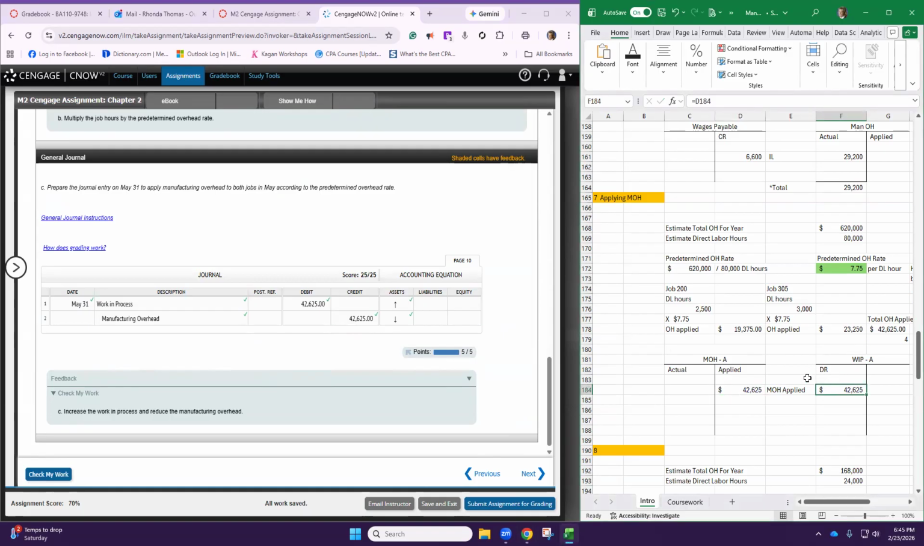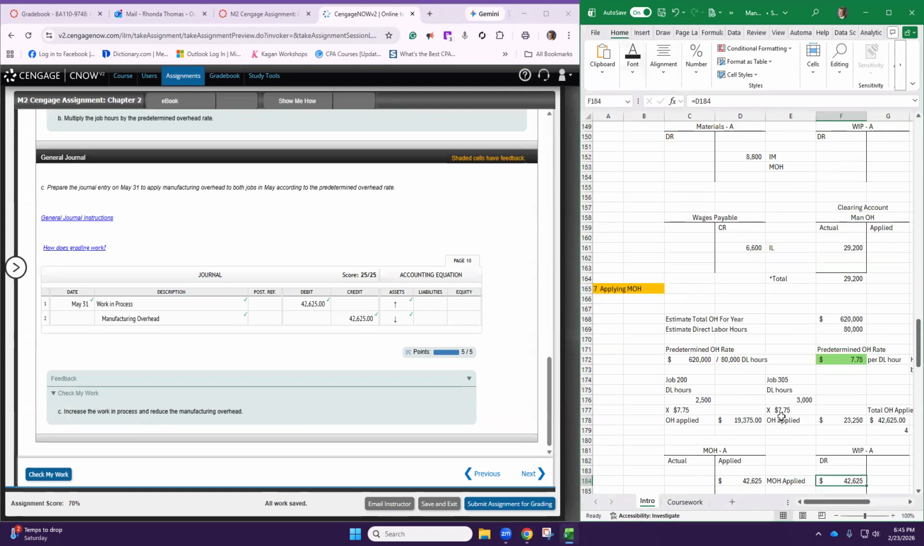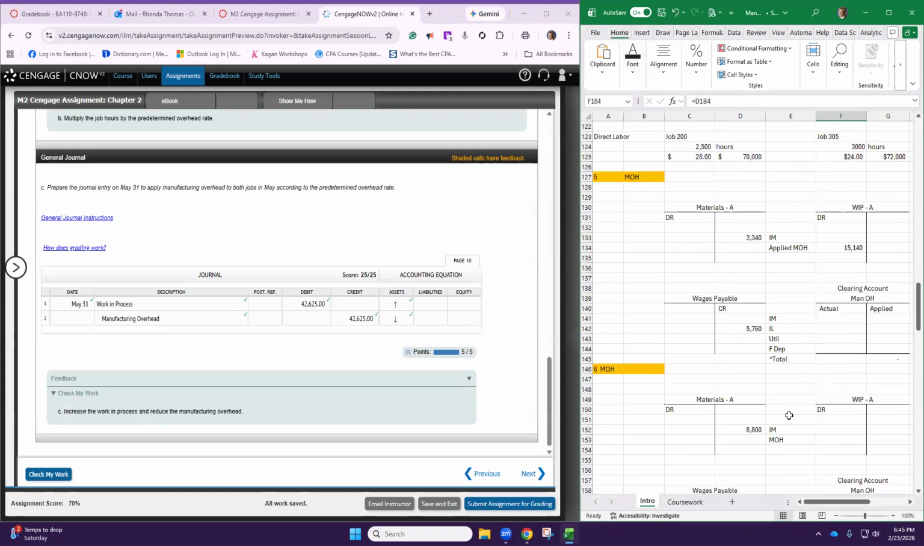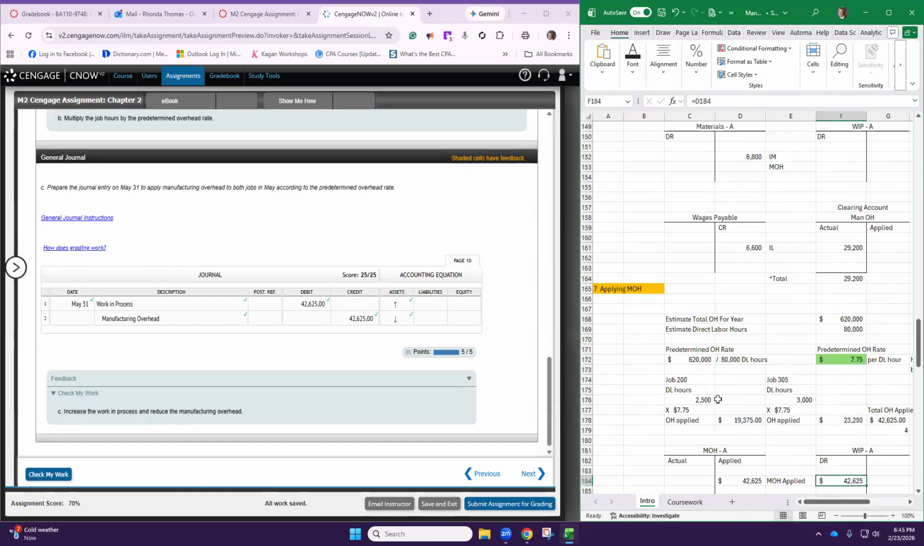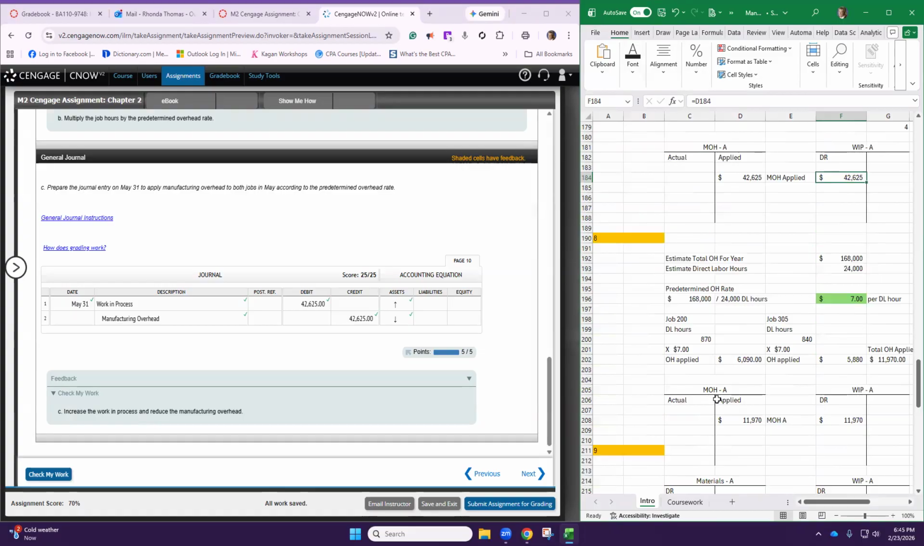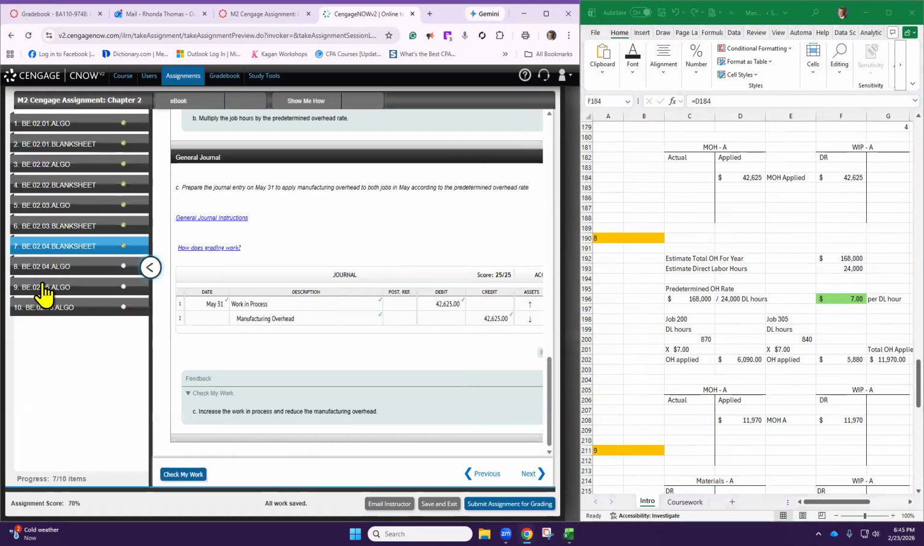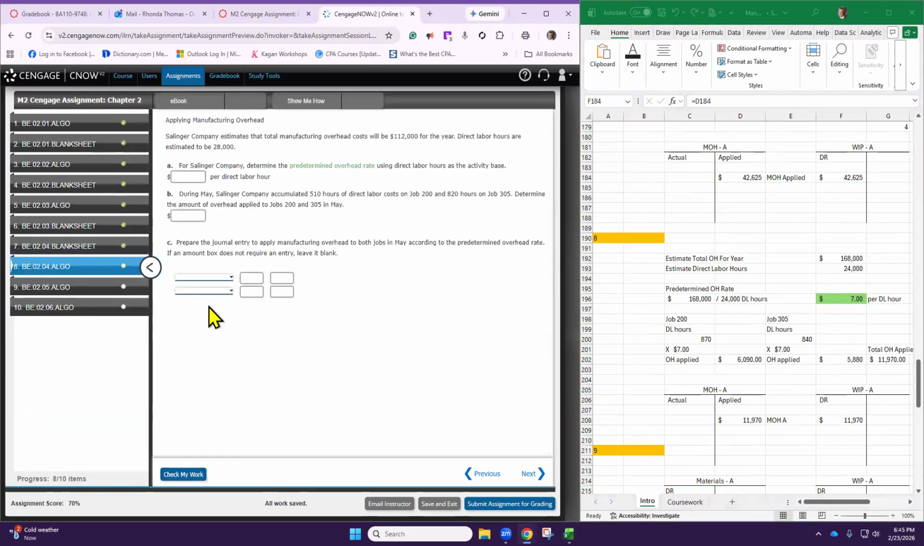Now, remember, direct materials, direct labor is also debited to work in process. Remember, they're kept separate by their jobs. Okay, so I guess I didn't highlight everything up here. That's okay. Onward we go. Okay, we are number 8 now.